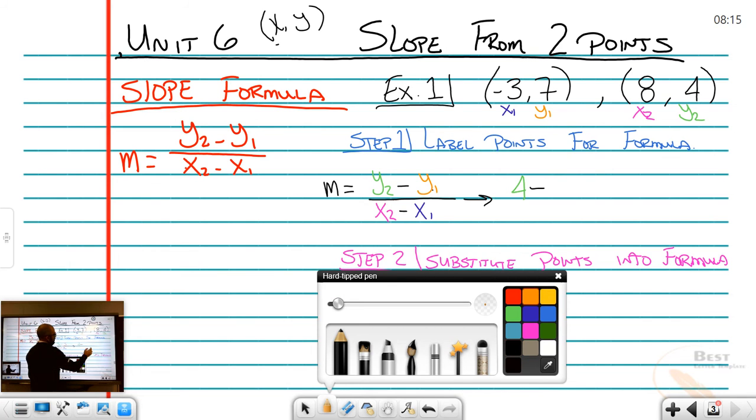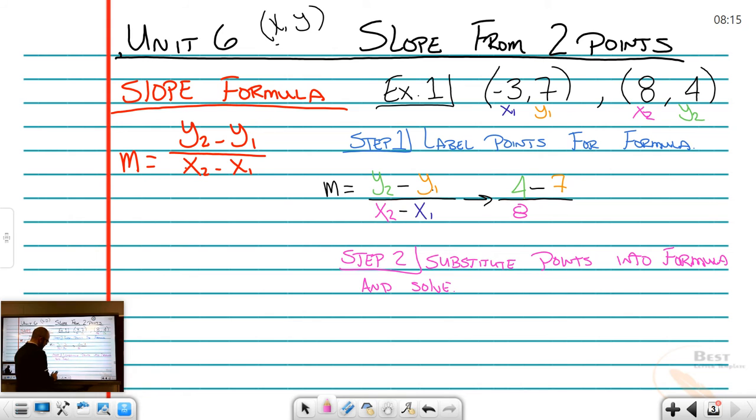So minus 7 over x2, which is 8, minus x1, which is -3. So minus -3. It's always subtraction here, and I just plug in whatever those numbers are. And now we're going to solve. So 4 minus 7 is going to give me -3 over 8 minus -3. When I have a subtraction sign and a negative side by side, they kind of cancel each other out. So 8 minus -3 is going to be 8 plus 3, which will be 11.